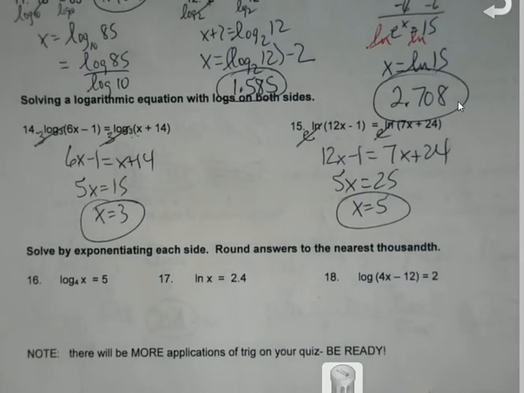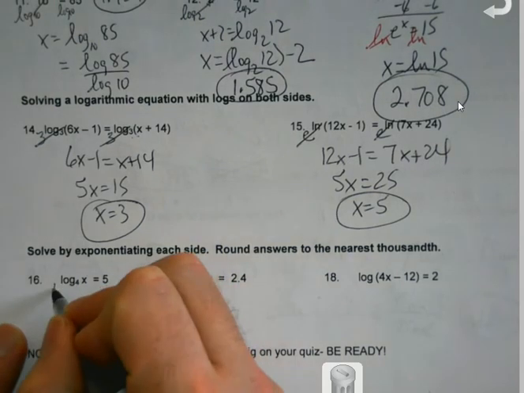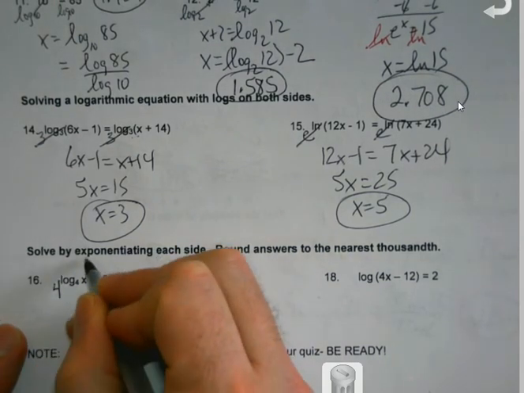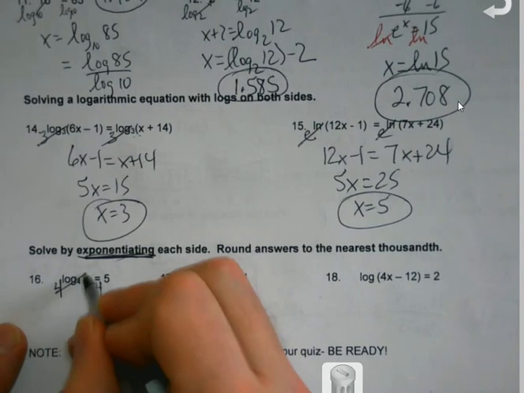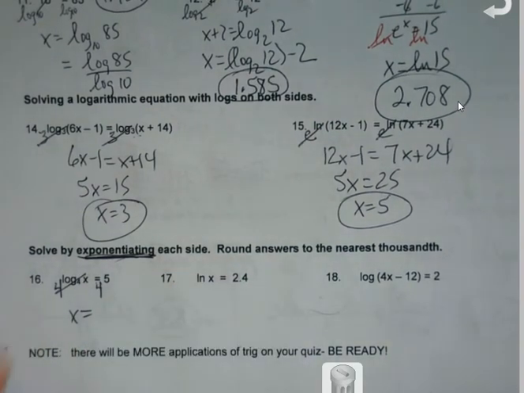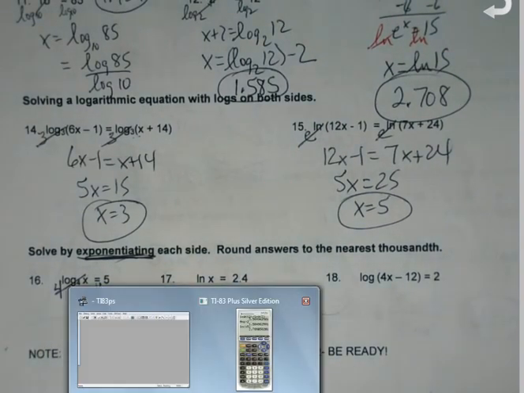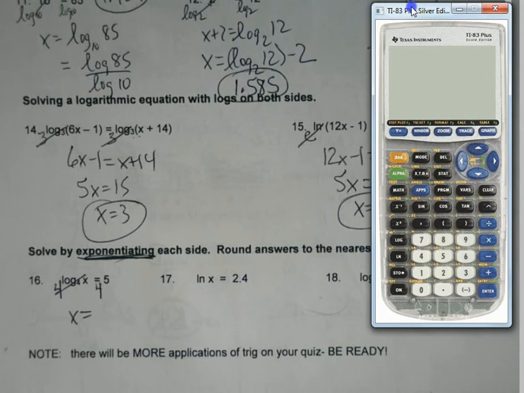Solve by exponentiating each side. Round answers. Want to get rid of the log of 4. I use the 4. Exponentiating. This is an exponent. It's 4 to the 5th. It's not 4 times 5.